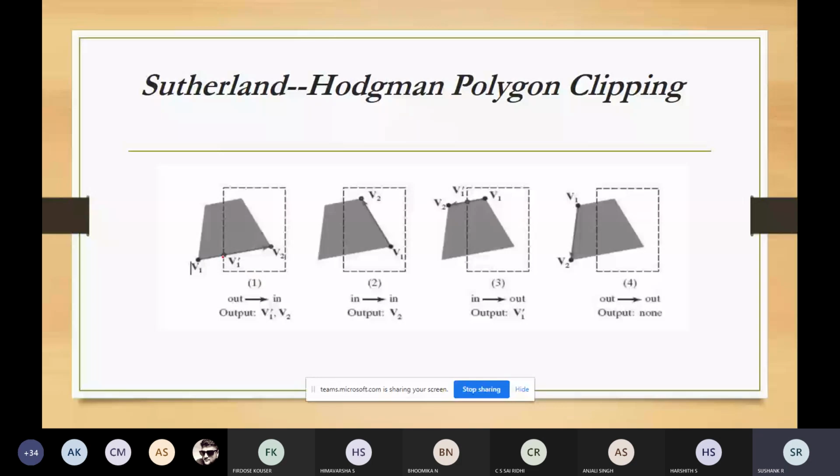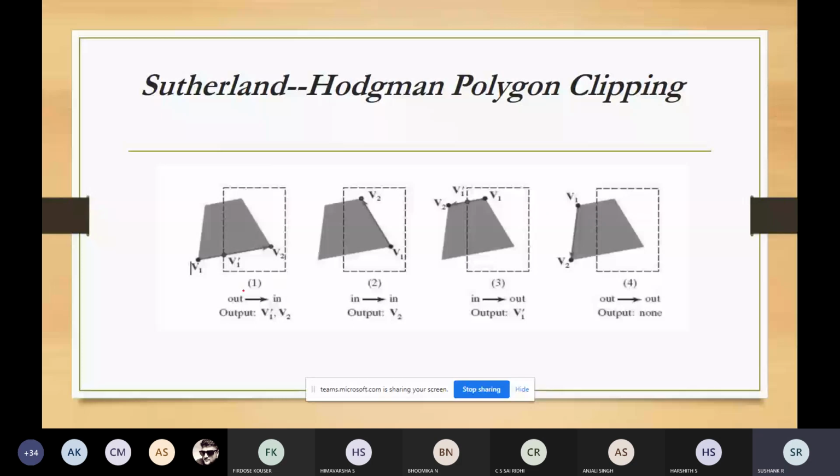In the second scenario, both the endpoints of the line are completely inside. In the third scenario, the starting point of this line is inside, and the ending point of this line is outside the clipping window. This is the reverse of case 1. And in scenario 4, both the endpoints of the line are outside the clipping window. So in this case, how to select the vertices?